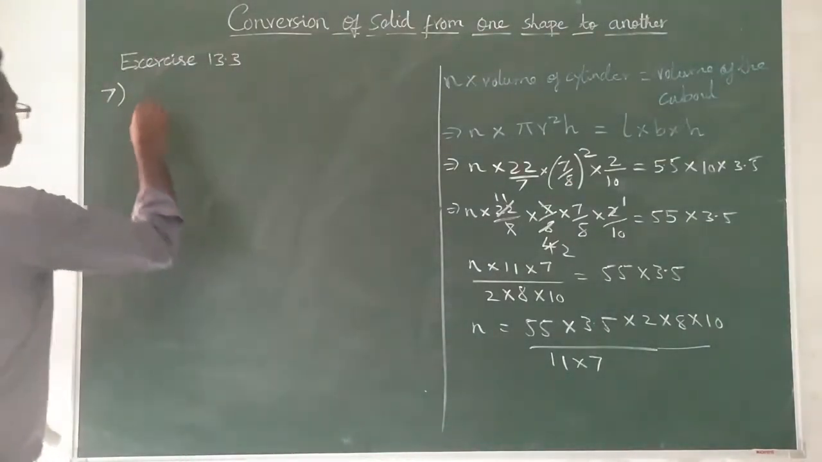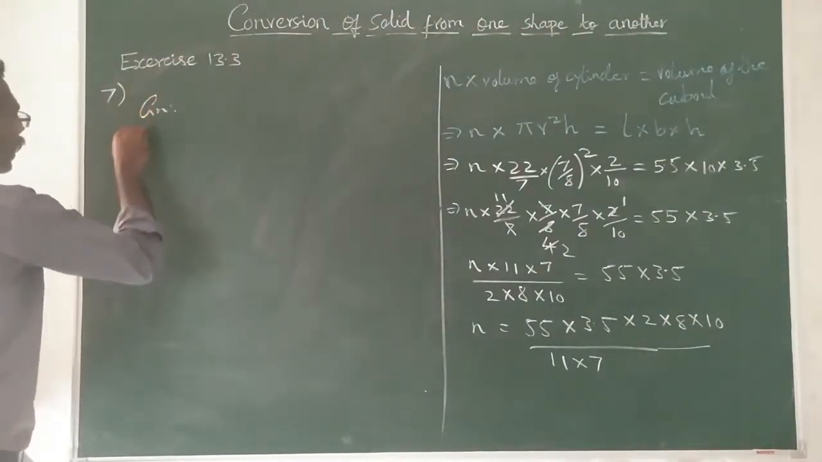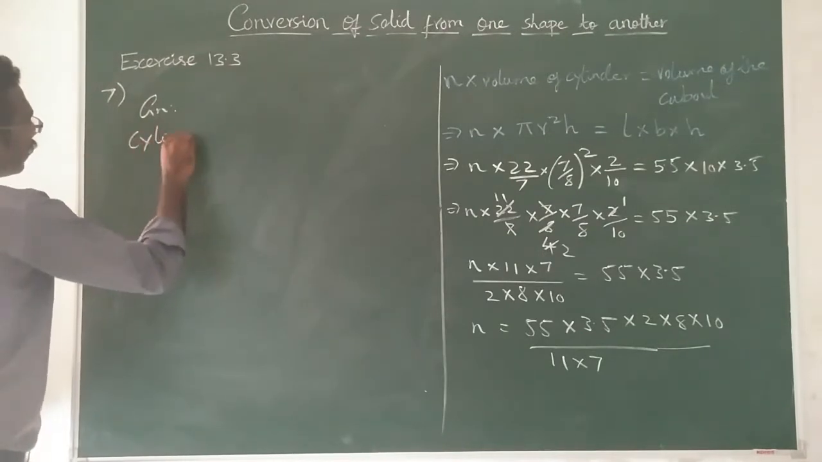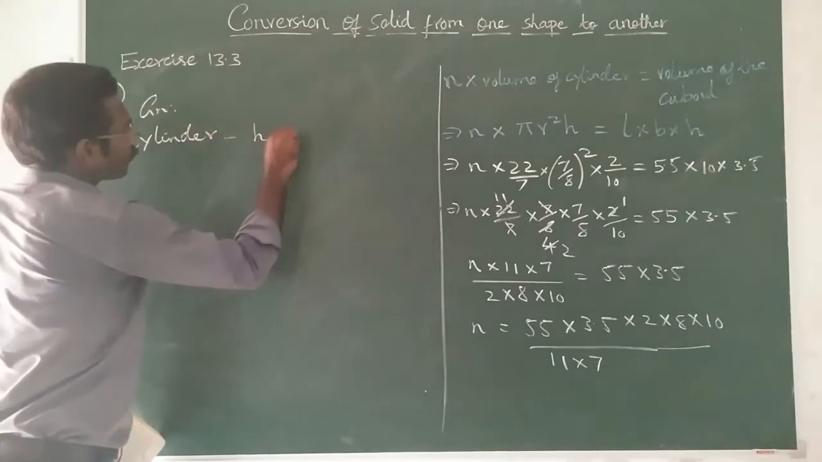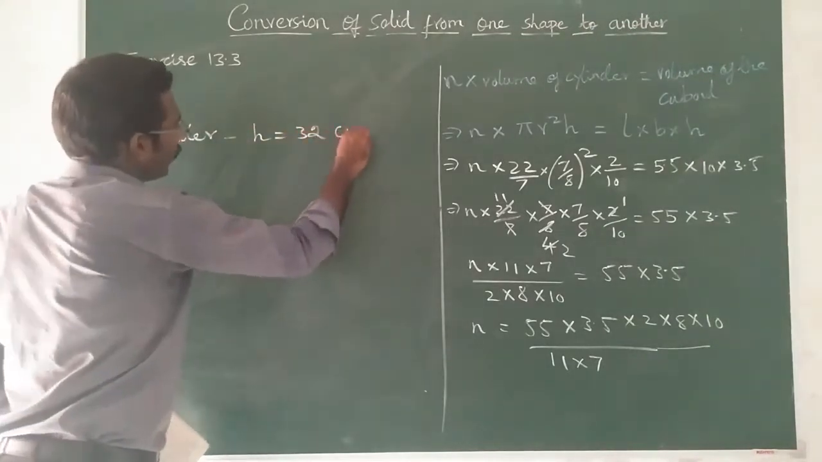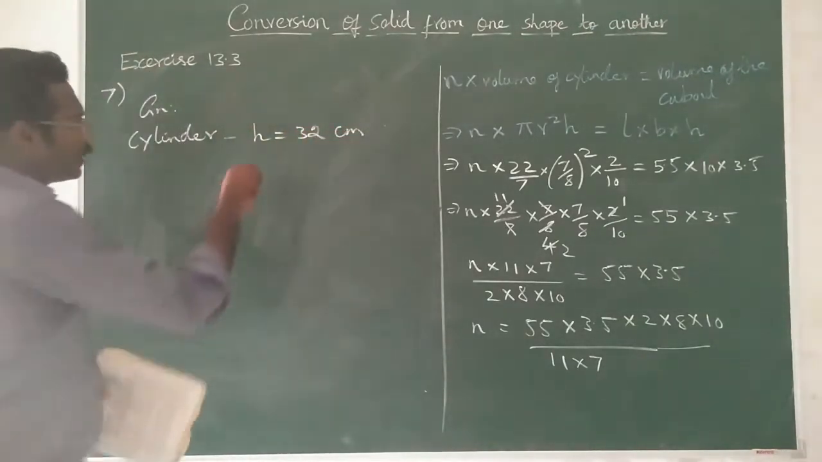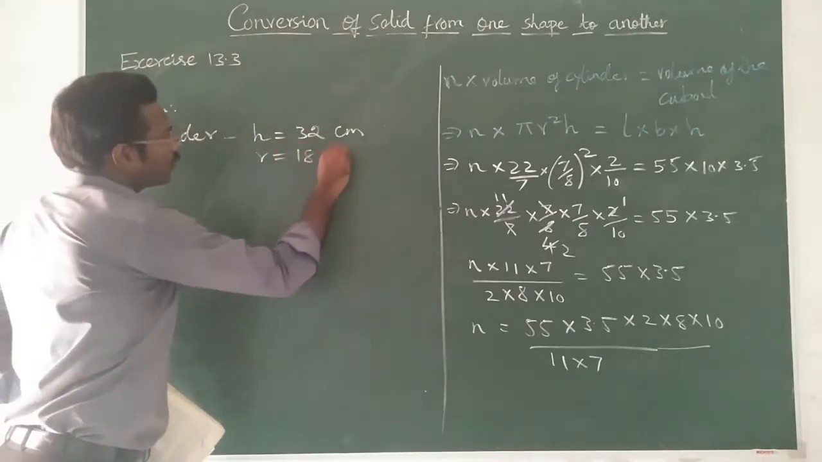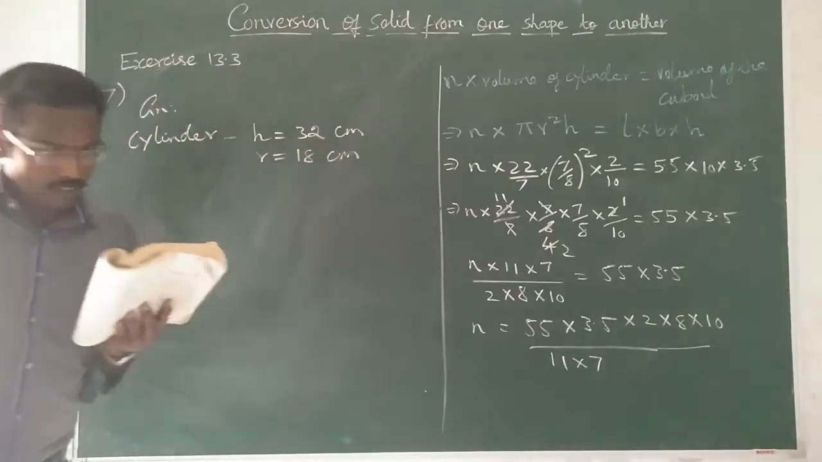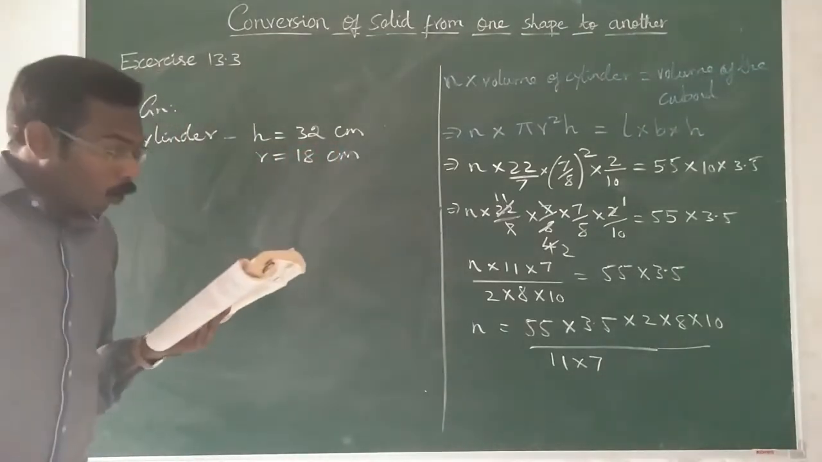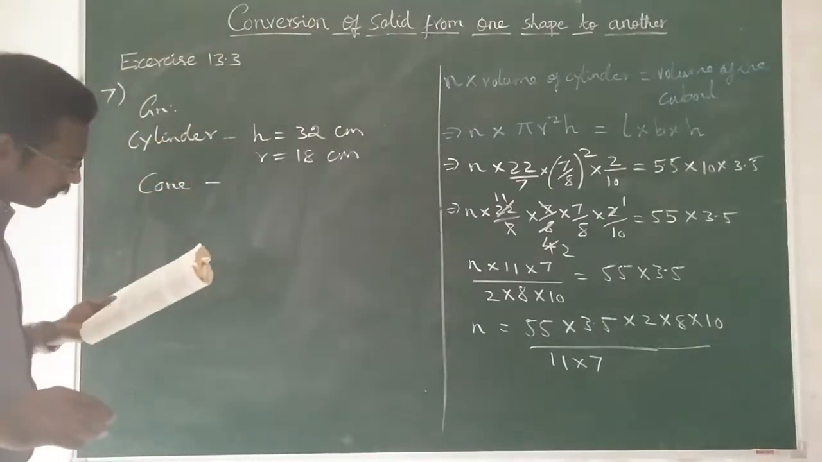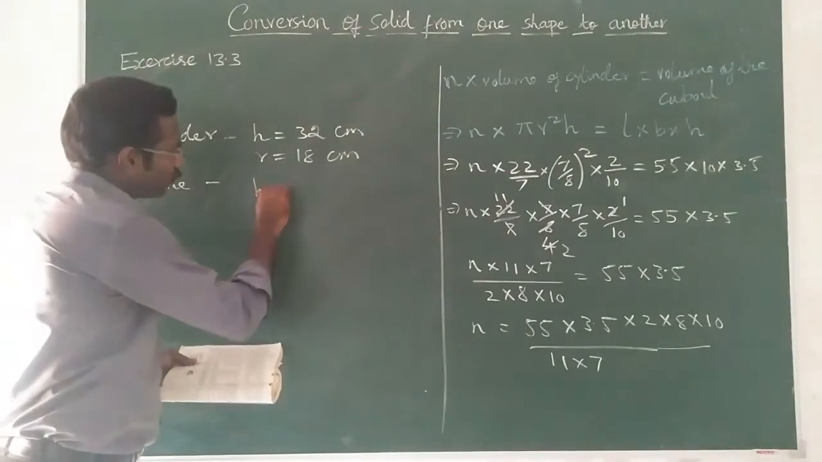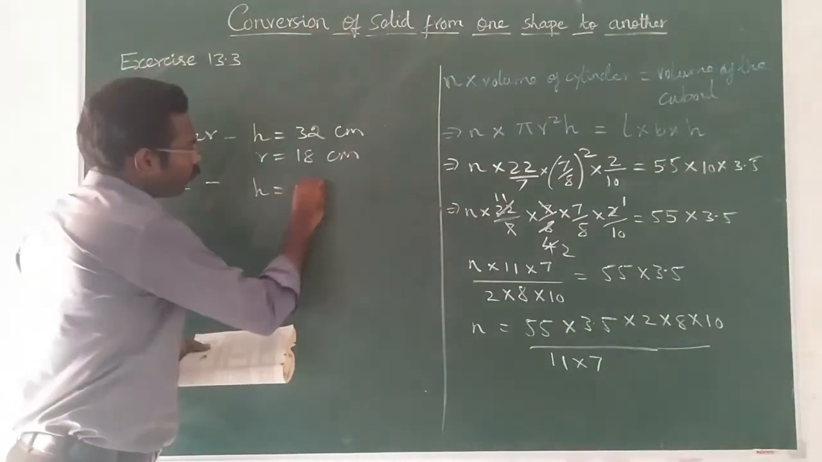First is the cylindrical bucket. So for the cylinder, what is given? Cylinder height is equal to 32 centimeter. Then radius is equal to 18 centimeter. Clear? Then the conical heap. So for the cone, what is given? Cone height is equal to 24 centimeter.